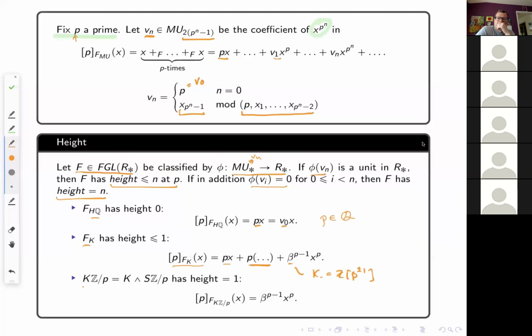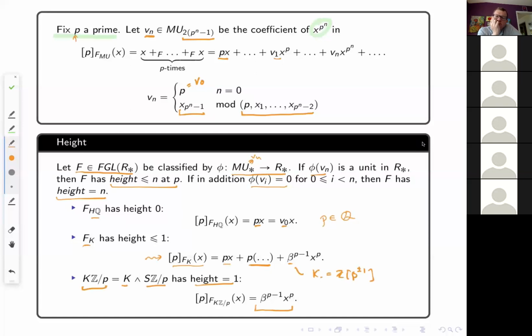Now, if you look at mod p K-theory instead, which is just K smashed with a mod p Moore spectrum, the effect on K-theory is just to mod out the coefficients by p. So if you take the formula that we have here and you mod it out by p, then all that's left is this term. So that means that mod p K-theory has height exactly 1.